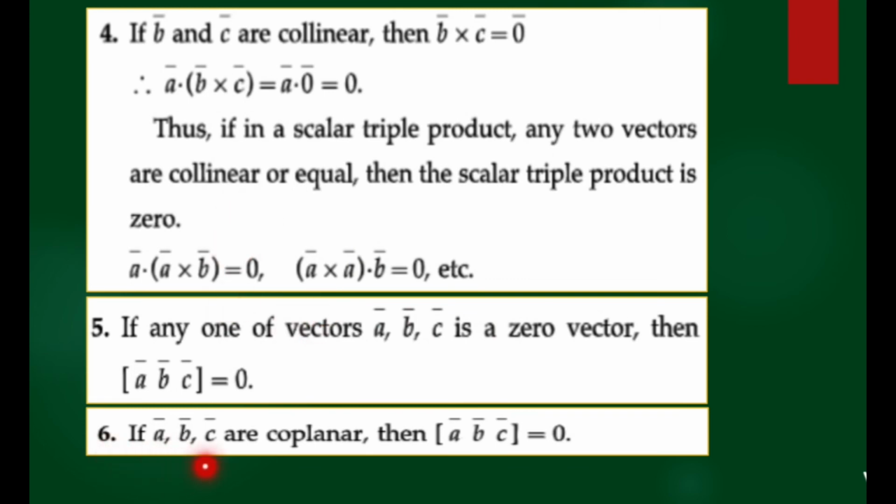Now see property 6. If vector A, vector B, vector C are coplanar, then their box product is 0. So instead of showing vectors are collinear, if we have to show vectors are coplanar, then also by using the box product, that is by using the scalar triple product, if their scalar triple product or box product is 0, then the given vectors are coplanar.